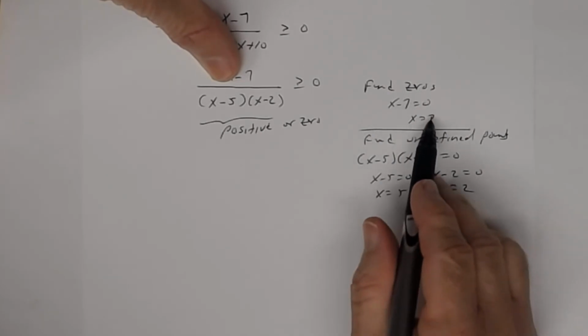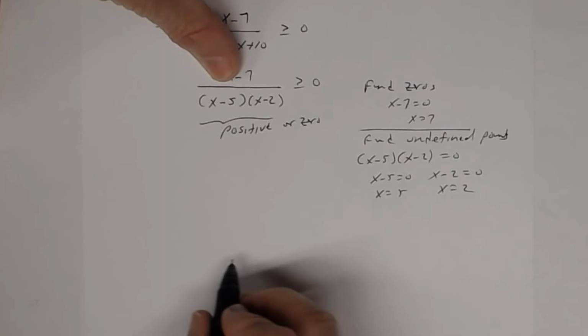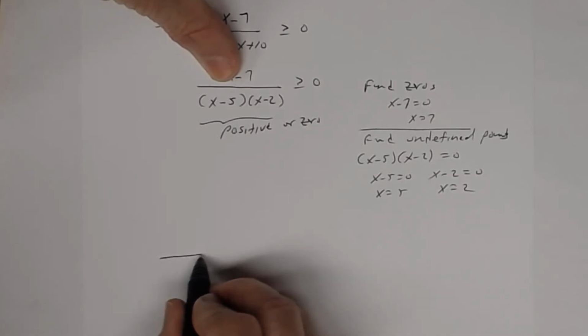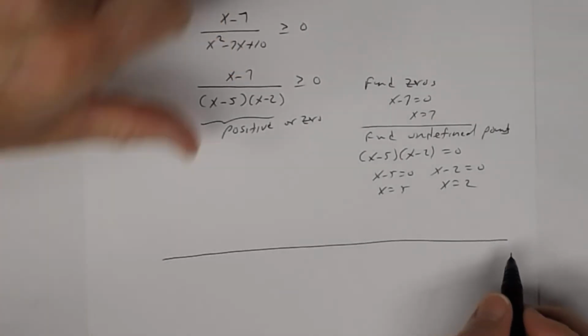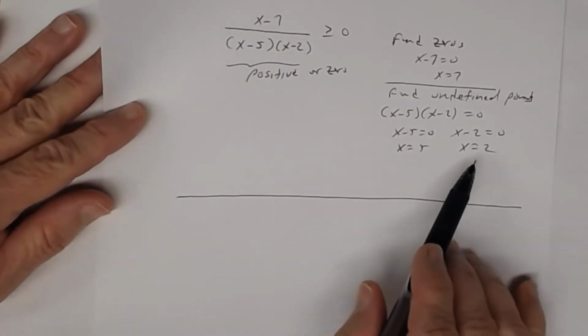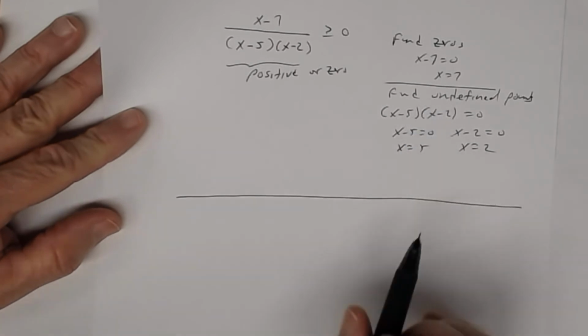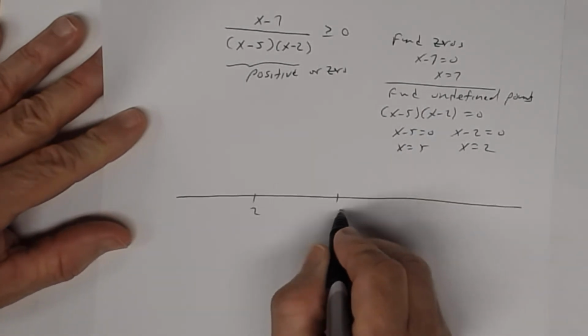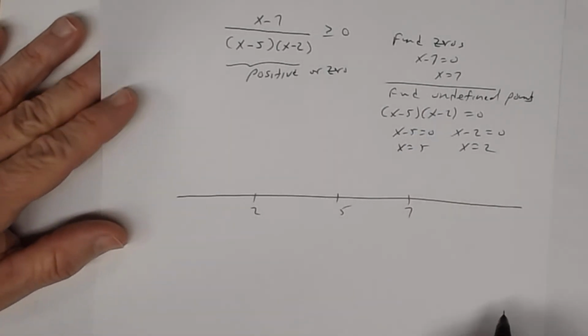Just like the previous problem, I have 3 numbers I've got to put in the number line. So we put those numbers on the number line. All right. And let's put them in order. They're all positive, so it's very easy to put those in order now. 2, 5, and 7, right? So 2, 5, 7. Okay?